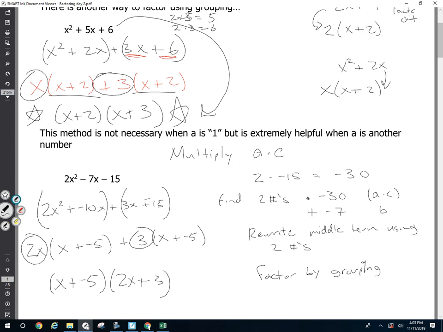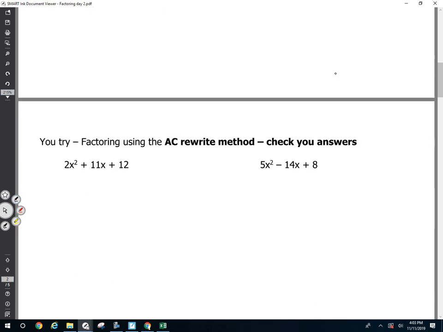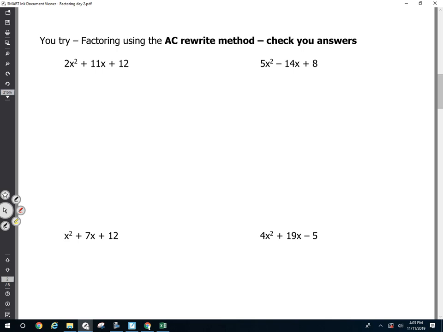In the grand scheme of things, it's actually not super important to be able to know how to do this process. Some of you might be able to just guess and say, well, I know I'm going to have 2x times x. I'm going to have versions of 15 and 1 or 5 and 3. Maybe you could figure out that it's going to be negative 5 and 3. It actually takes a lot more thought to do that than it is to go through this process. Okay? All right, here we go. Let's try.